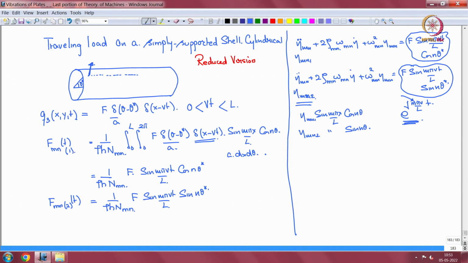So that is the moving line load, moving line load.